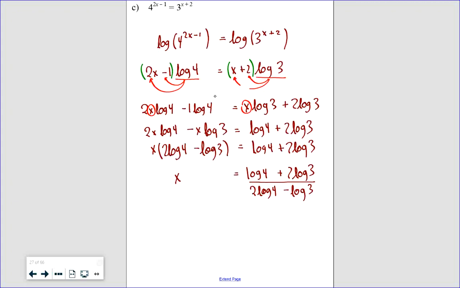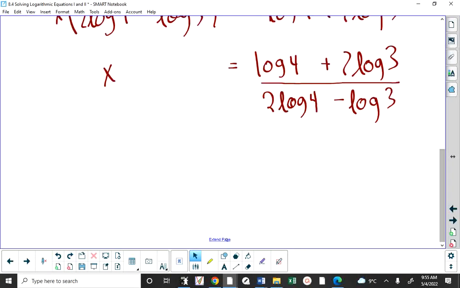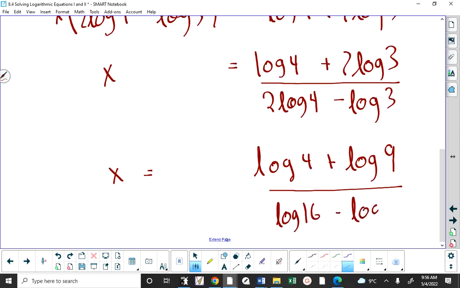Okay. So a couple of notes. First of all, that is not likely to be the answer in a multiple choice question or maybe a numerical response question. Maybe it's log of 4 plus log of 9 over log of 16 minus log of 3. And I would like everybody to contemplate where the 9 came from and the 16 came from.